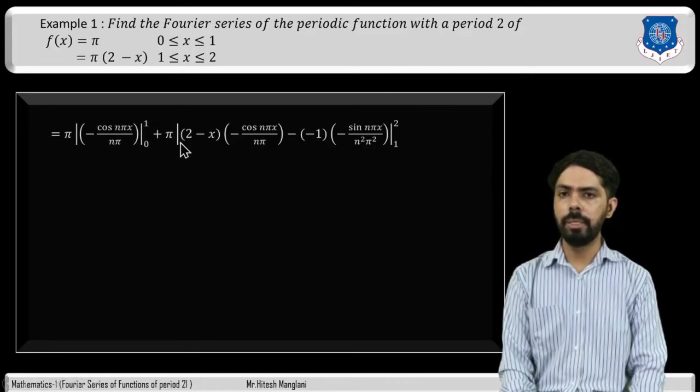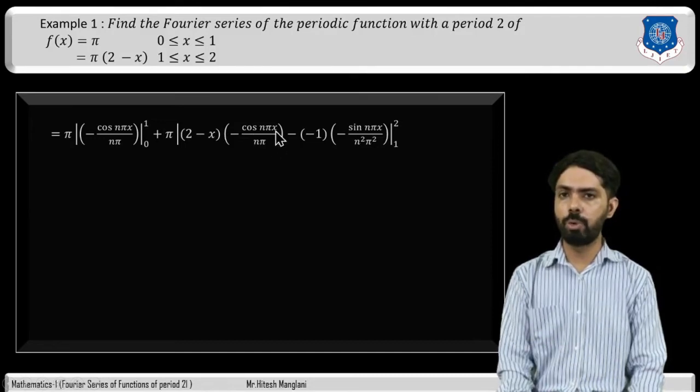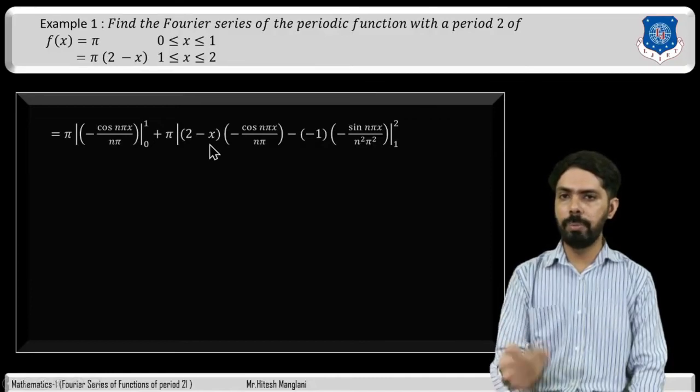Then plus pi in bracket 2 minus x will be as it is. Then integration of sine n pi x. Integration of sine n pi x is minus cos n pi x divided by n pi, because coefficient of x is n pi. Then minus, we will take derivative of this bracket. So derivative of 2 will be 0 and derivative of x will be 1. So here it will be minus 1.